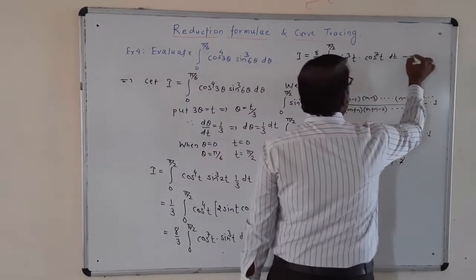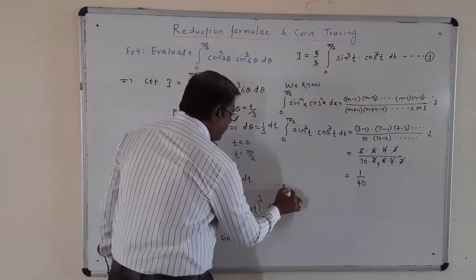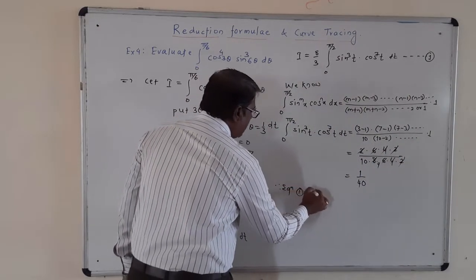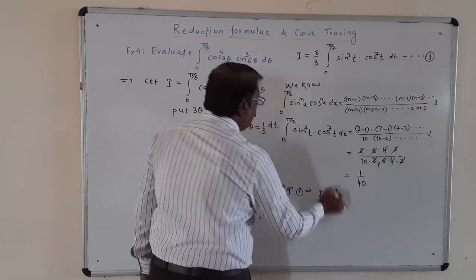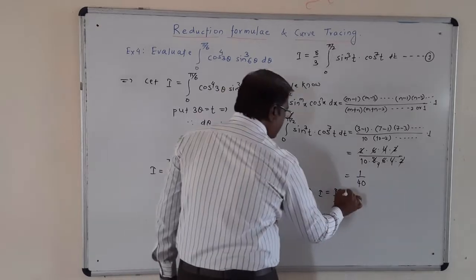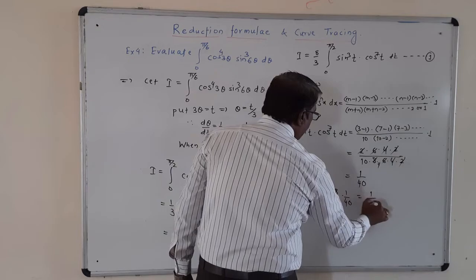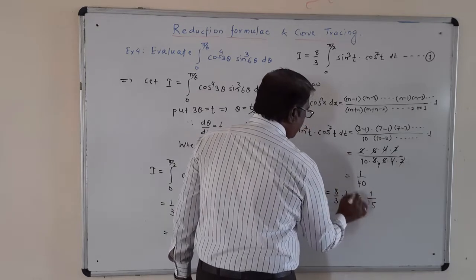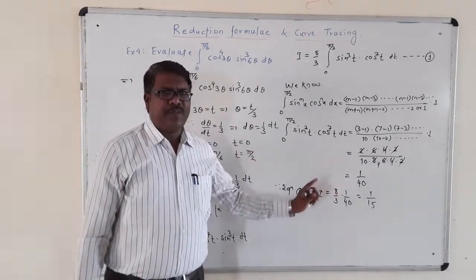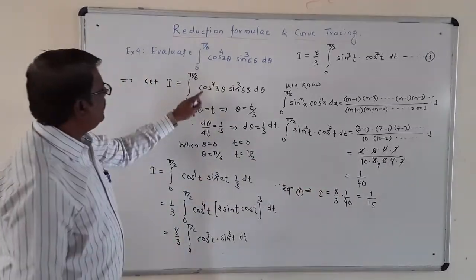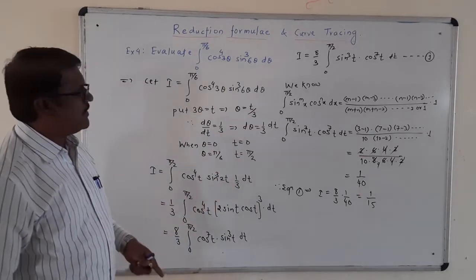So I will call this equation number 1, and therefore equation 1 implies I is equal to 8 by 3 into the value of this integration, which is 1 by 40, and which is equal to 1 upon 5 0, because 8 5s are 40. So the answer for the given integral is 1 upon 5 0. So here we use the Wallis formula for m and n in other cases.